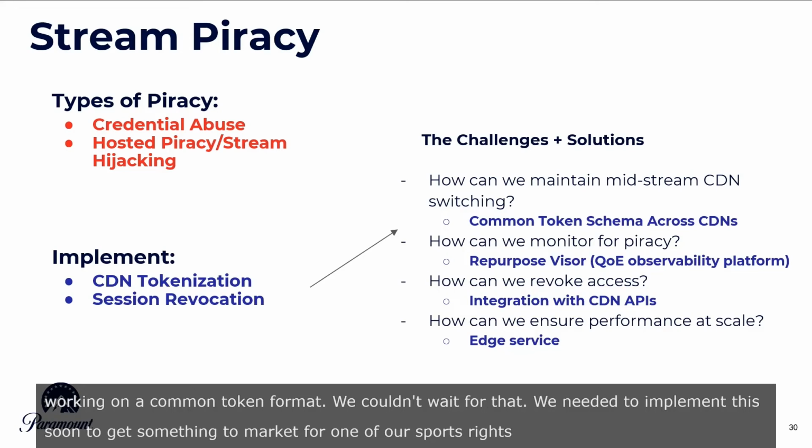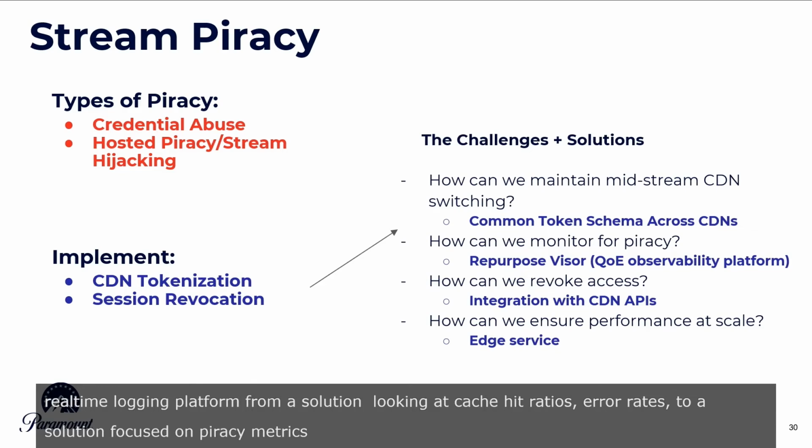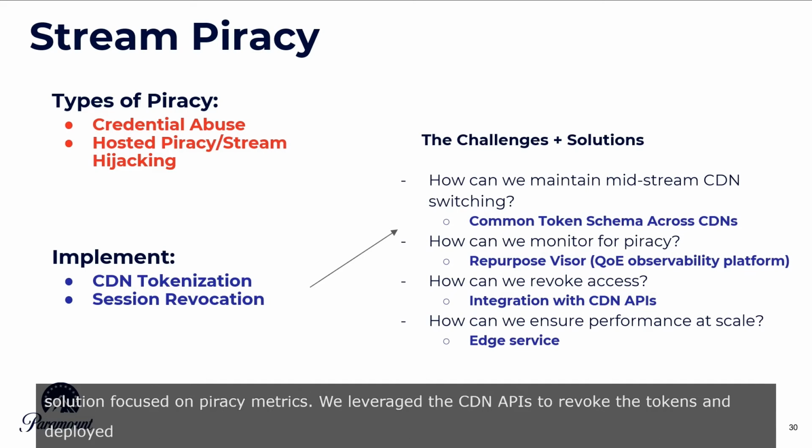And we repurposed our real-time logging platform from a QoE solution that was really looking at things like cache hit ratios, error rates, to a solution focused on piracy metrics. We leveraged the CDN APIs to revoke the tokens and deployed the service responsible for issuing the tokens at Fastly's edge, right? We needed that service to scale and be quick.